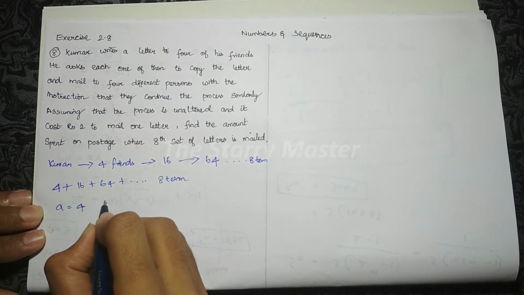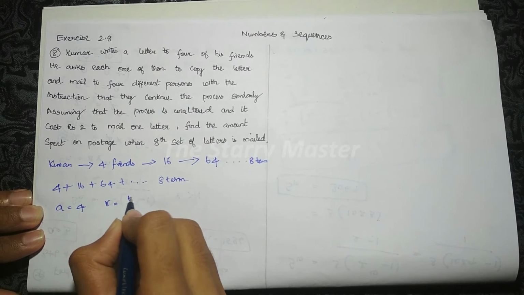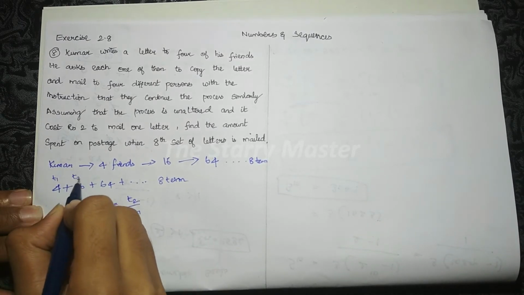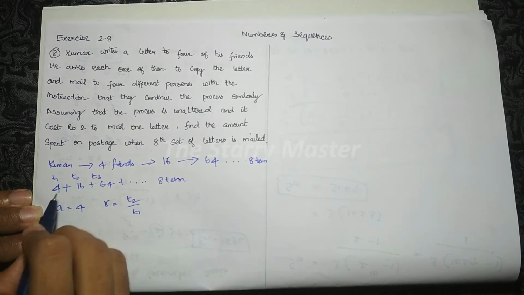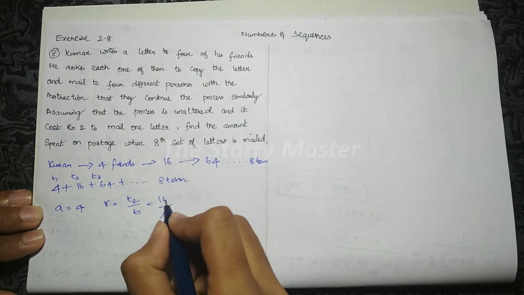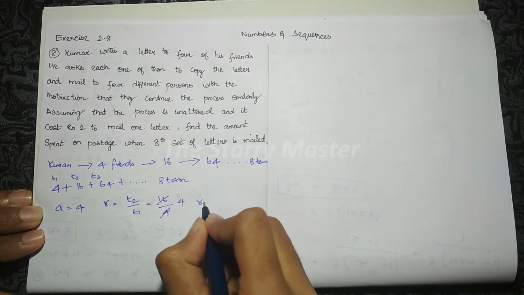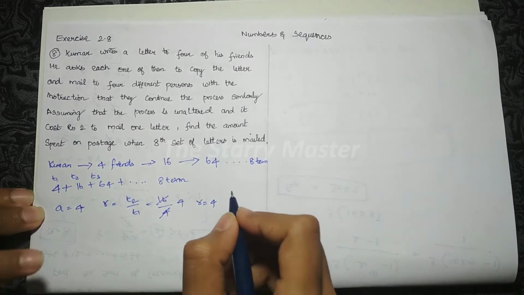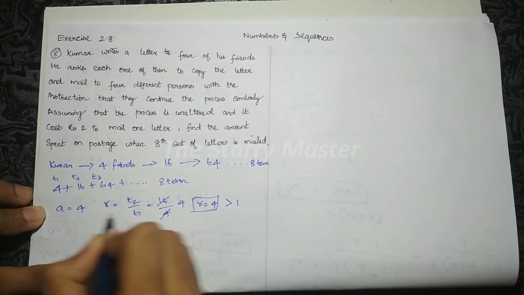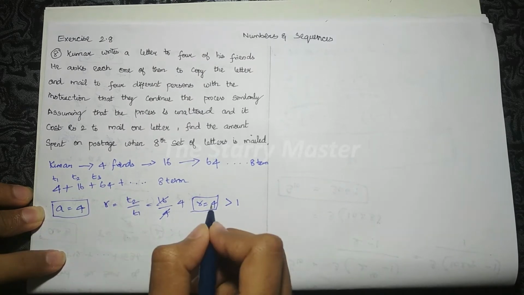Then the common ratio r is equal to the second term divided by the first term. So this is the first term, this is the second term, this is the third term, like that it goes. Second term divided by first term is 16 by 4, which is 4. So r equal to 4, and r is greater than 1. We have found a and r.